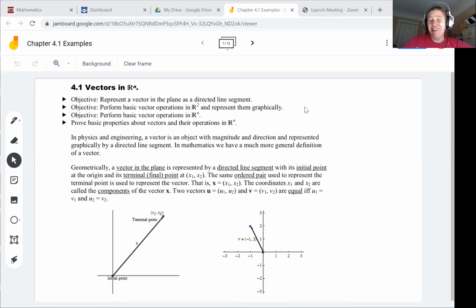Rn we're going to have to think about conceptually because I can't draw out 4 or more dimensions for you. And I actually don't do a very good job of drawing 3 dimensions either.